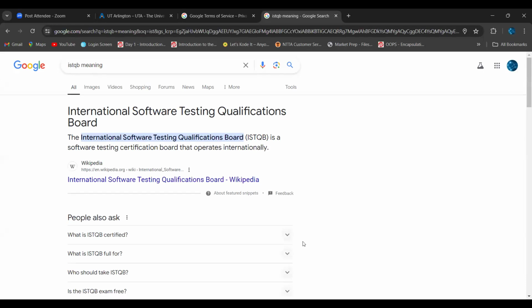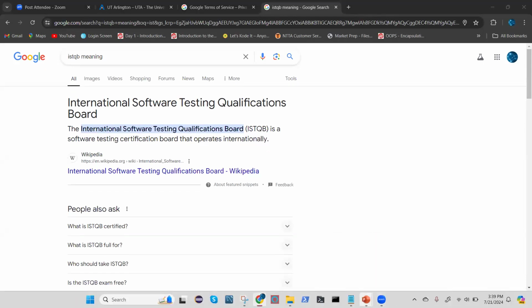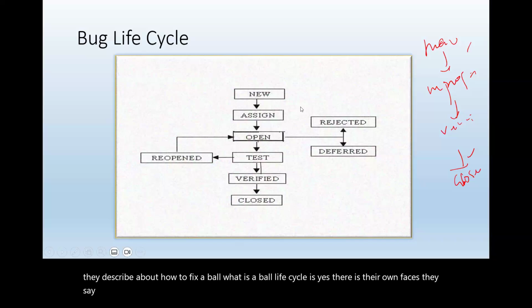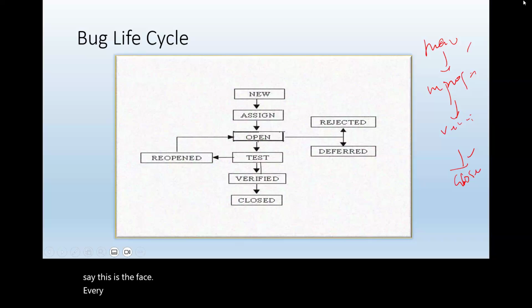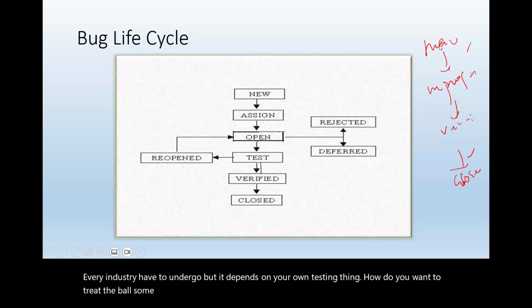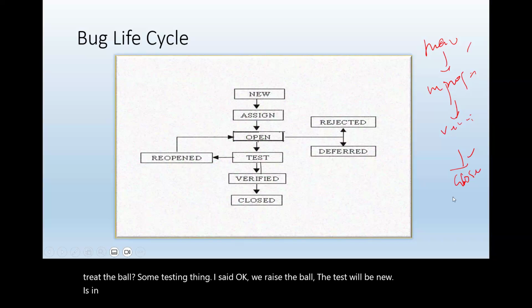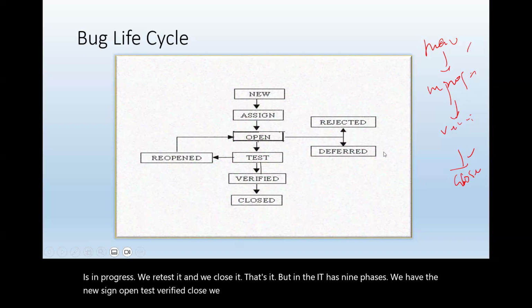So what they describe about how to fix a bug, the bug life cycle, is their own phases. They say this is the phase every industry has to undergo, but it depends on your own testing team, how they want to treat a bug. Some testing teams say, okay, we raise a bug, it is new, it is in progress, we retest it and we close it. That's it. But in the ISTQB, it has 9 phases. We have new, assign, open, test, verify, close, reopen, rejected, defer.